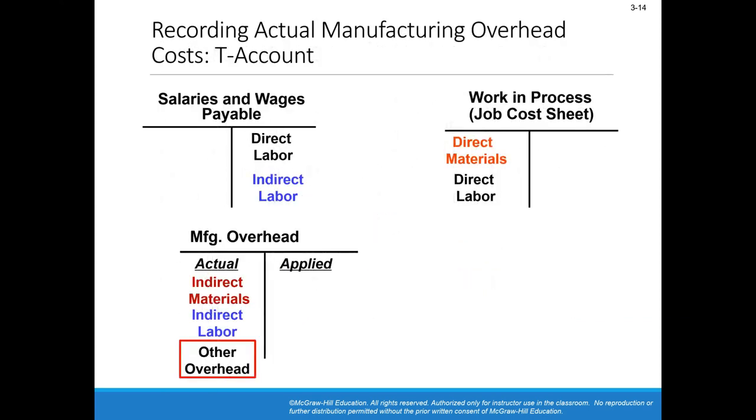All right. So we're looking at our T account again. We have our salary wages payable. So we have our direct and indirect labor. We just took care of that. We moved it over into work in process for direct labor and direct materials. We moved over our indirect materials and indirect labor over to manufacturing overhead.